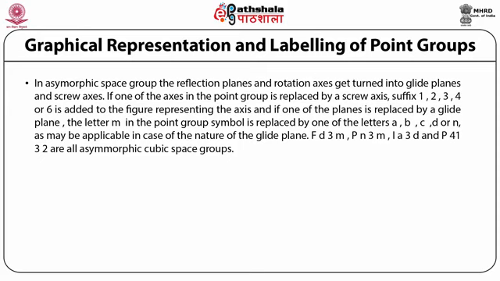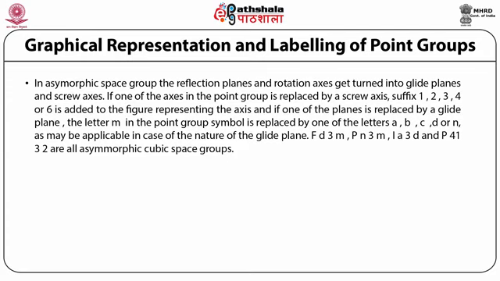In isomorphic space groups, the reflection planes and rotation axes get turned into glide planes and screw axes. If one of the axes in the point group is replaced by a screw axis, the suffix 1, 2, 3, 4 or 6 is added to the figure representing the axis, and if one of the planes is replaced by a glide plane, the letter m in the point group symbol is replaced by one of the letters a, b, c, d or n, as may be applicable depending on the nature of the glide plane.